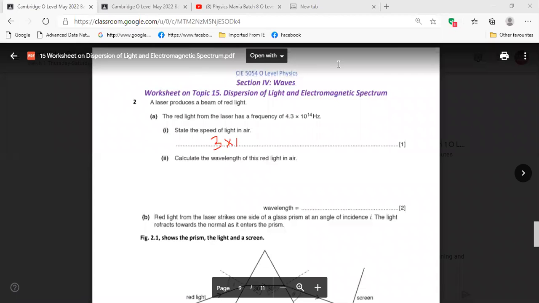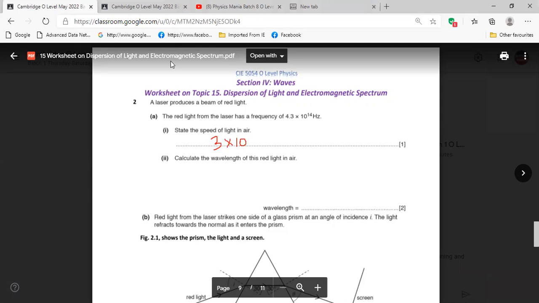Problem. The touchpad. 10 to the power 8. Are you writing? 3 into 10 to the power 8?